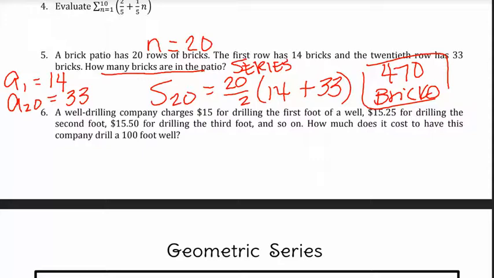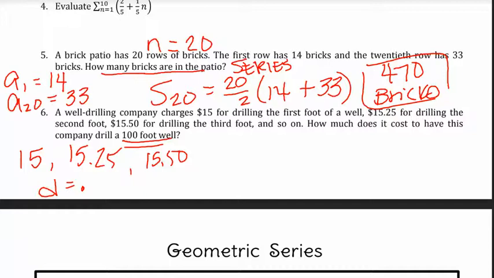If I do the last one, a well drilling company charges $15 for drilling the first foot, $15.25 for drilling the second foot, $15.50 for drilling the third foot, and so on. How much does it cost to have this company drill a 100-foot well? So, okay, I know my first element is 15, and then it's 15.25, and then it's 15.50. So I know d equals 0.25, right?